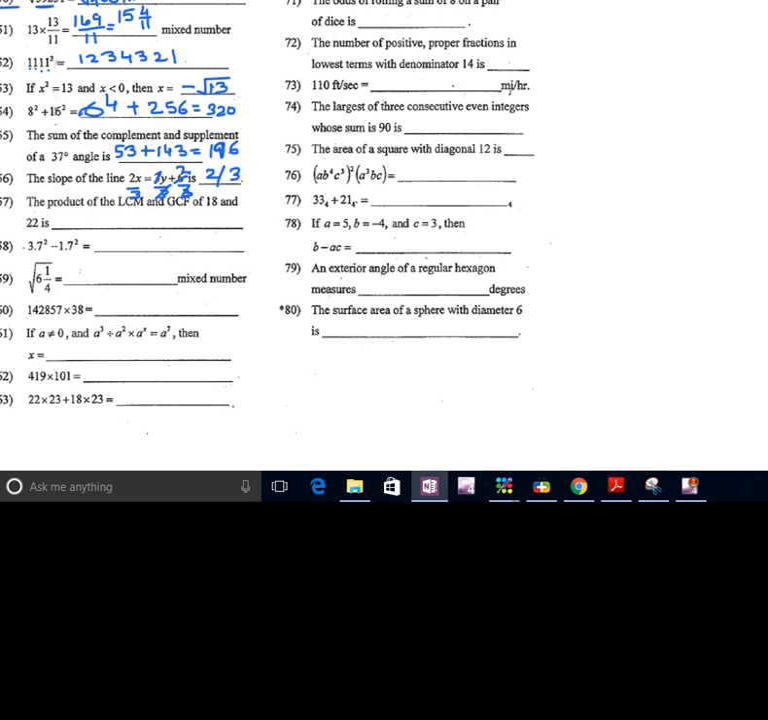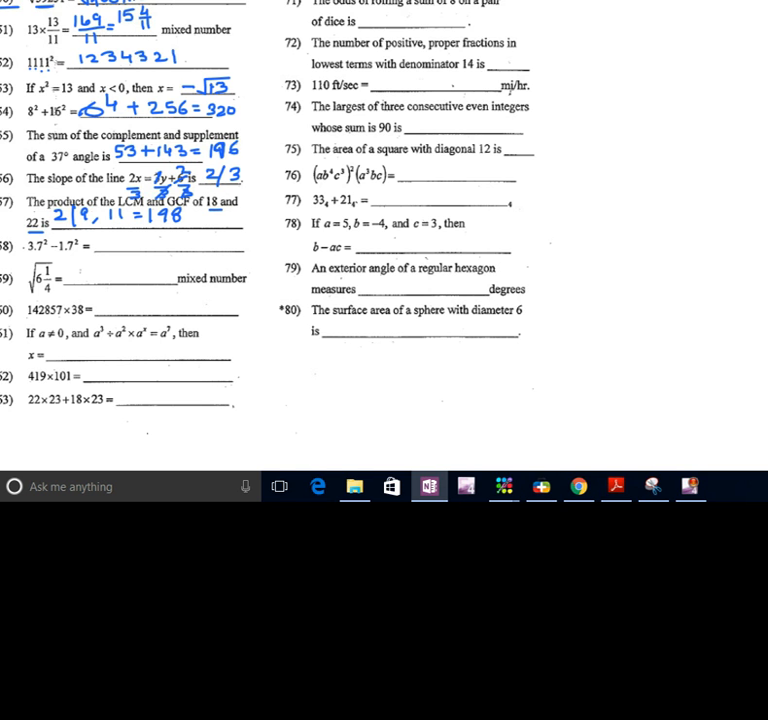The product of least common multiple and greatest common factor of 18 and 22. So the least common multiple of 18 and 22, let's find that. So what's the greatest common factor between 18 and 22? That's clearly 2, and what's remaining inside is 9 and 11. So when I take the product of this, 18 times 11, which is equal to 198. So that's the least common multiple.